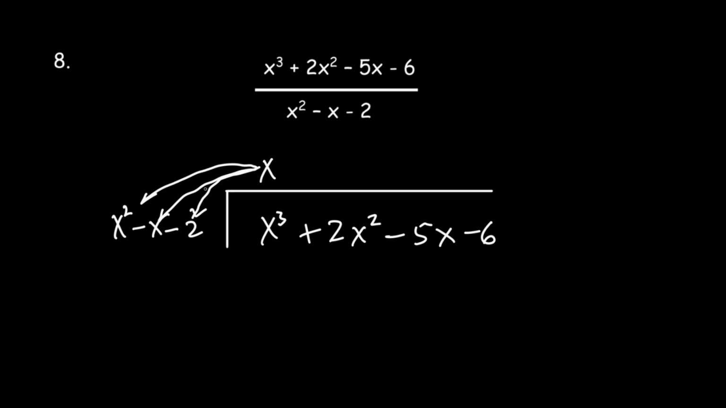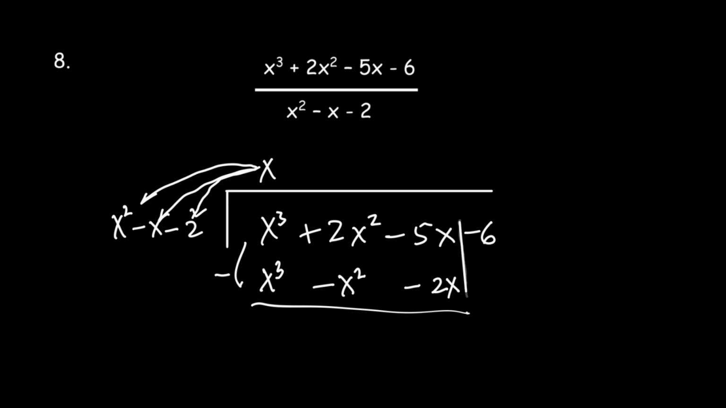So we're going to have x times x squared is giving us x cubed. Then x times negative x is giving us negative x squared. Then x times negative 2 is giving us negative 2x. Now, when you are writing, always ensure that the answers are in line with the terms. Okay, so let's go. Then from here, we go ahead and subtract. And when we are subtracting, remember the last term is not part. So I'll just put a line here just to let you know that this 6 is not part.